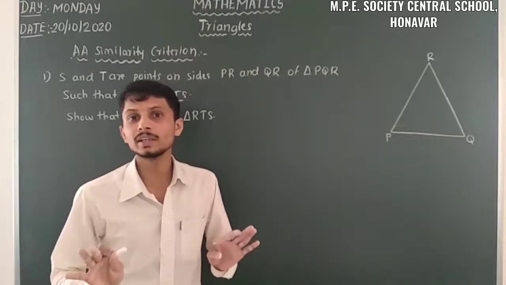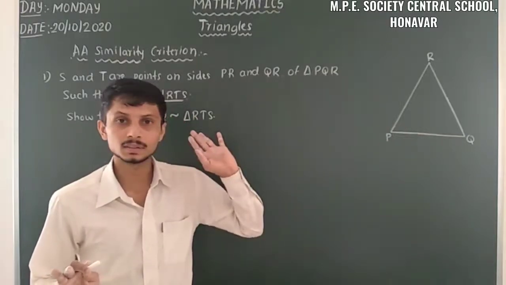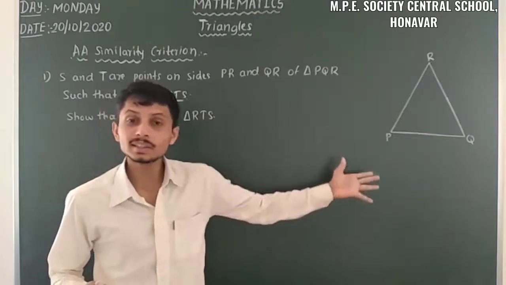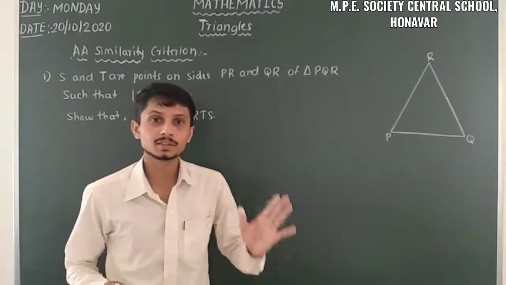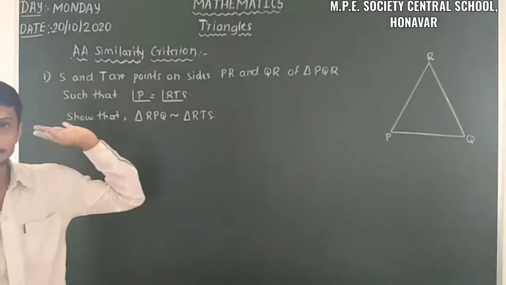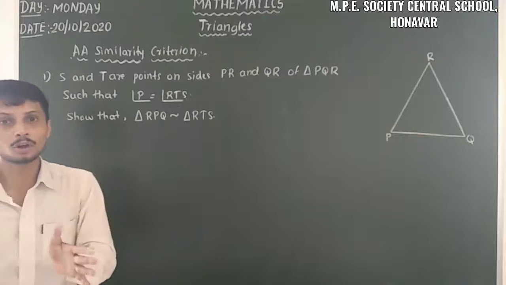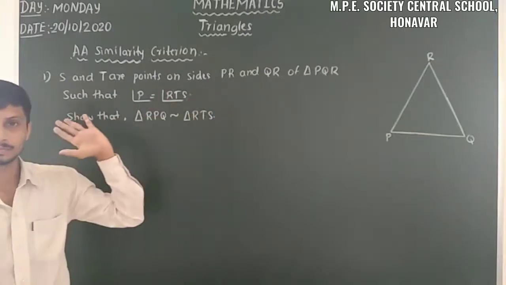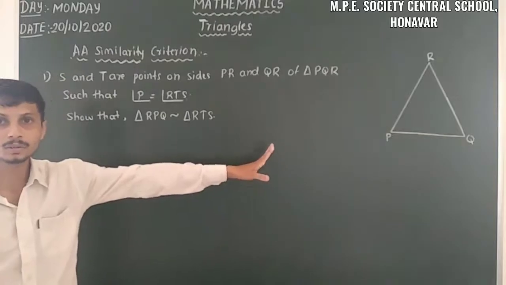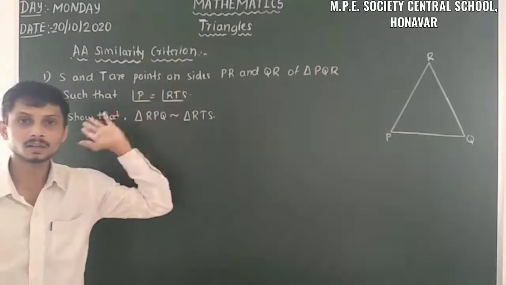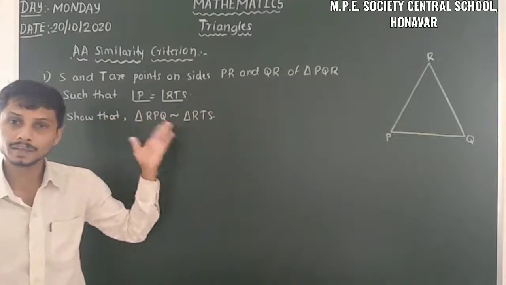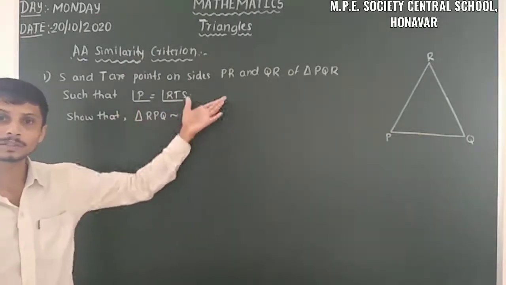Here there are no diagrams in this question. In your examination, in the question paper, you only have a sentence like this, so you have to draw a diagram. I have only drawn a triangle here. With the help of the given quantities, we have to draw a diagram suitable for the question.